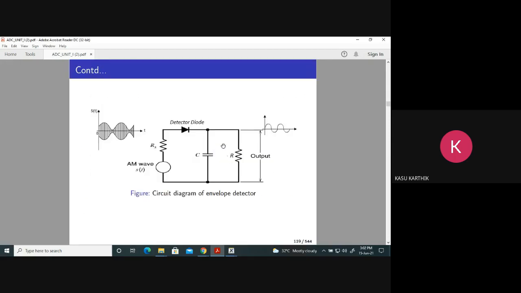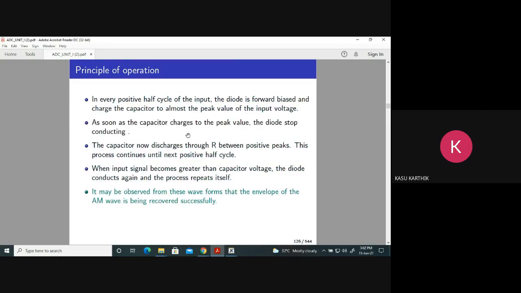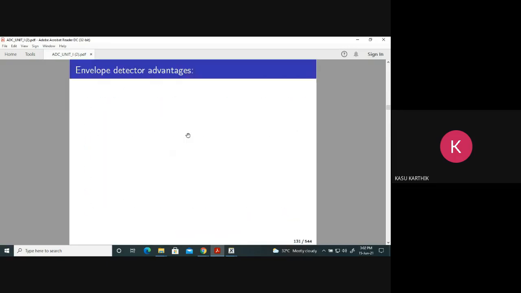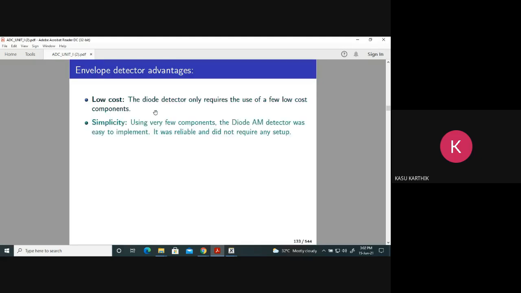If you look at the circuit, it is very simple and very cheap. It contains basic elements: a resistor, a capacitor, and a diode. Nothing more than that. Now let us take some of the advantages. It is low cost because it makes use of simple basic elements. It is very simple to implement because it doesn't need any setup.